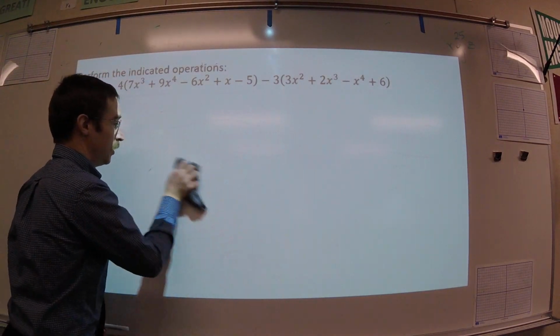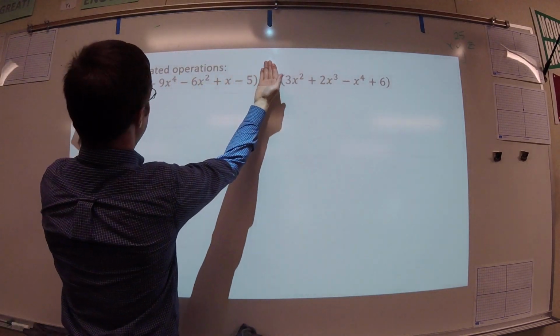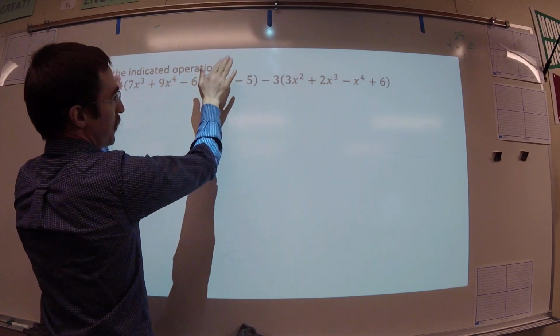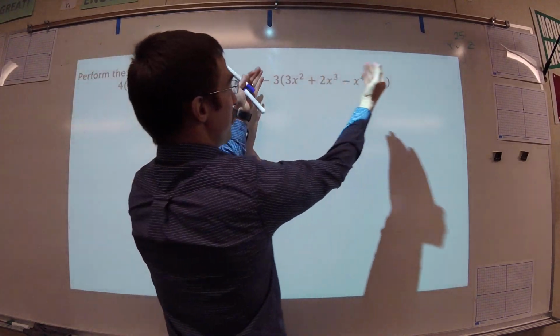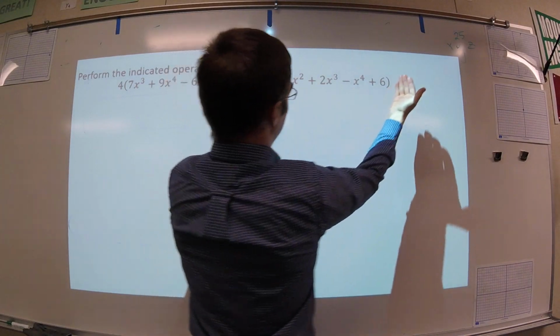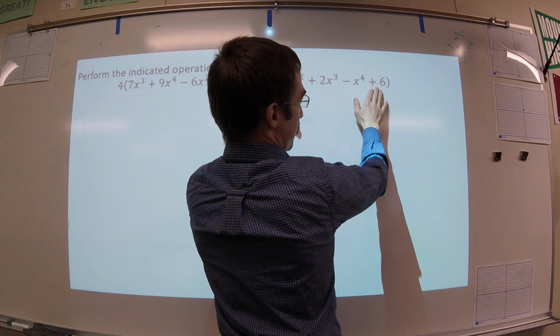So with this one, we have 4 of these polynomials, these 7x to the third plus 9x to the fourth minus 6x squared plus x minus 5. We have 4 of them. And then we are subtracting 3 of these things from this. So we're subtracting 3x squared plus 2x to the third minus x to the fourth plus 6.